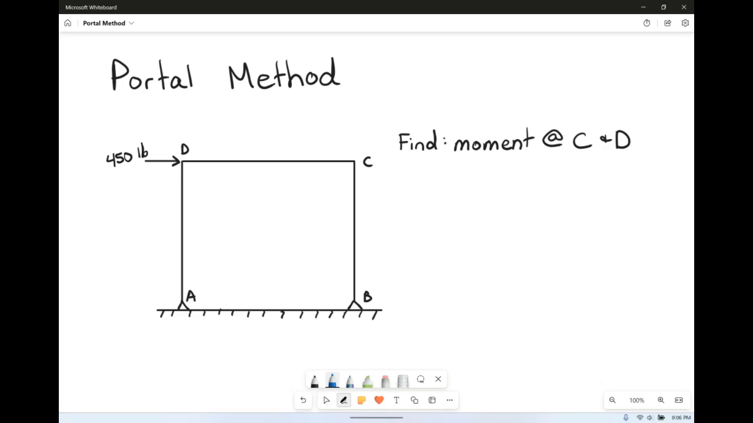This video is going to cover the portal method for approximations. How the portal method works is that we're looking for the inflection points, and at the inflection points in the deflection or elastic curve, that's where we're going to have zero moment.